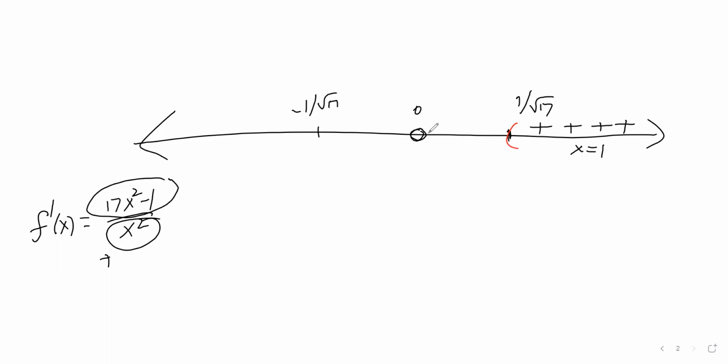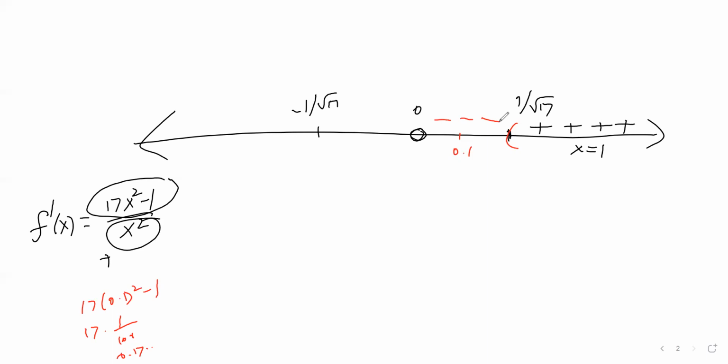Now choose between 0 and 1 over square root of 17. Square root of 17 is like 4 point something, so you can choose 0.1, let's say. If you plug in 0.1, that's going to be negative, because you just have to do 17 times 0.1 squared minus 1, which is 17 times 1 over 100. That will be like 0.17 minus 1, so it's negative. So this is all negative.